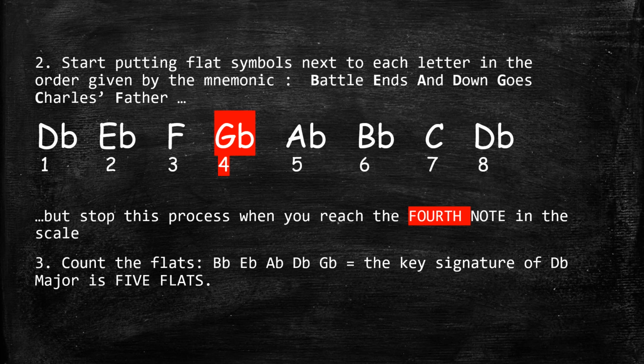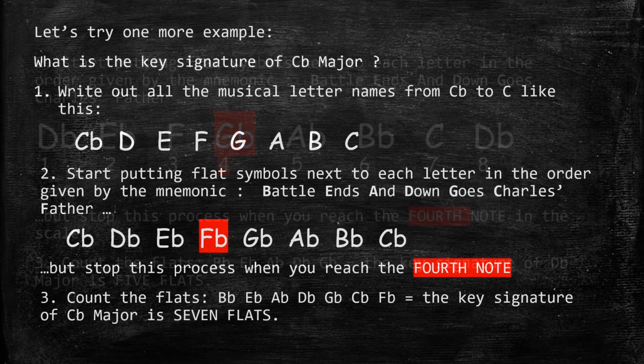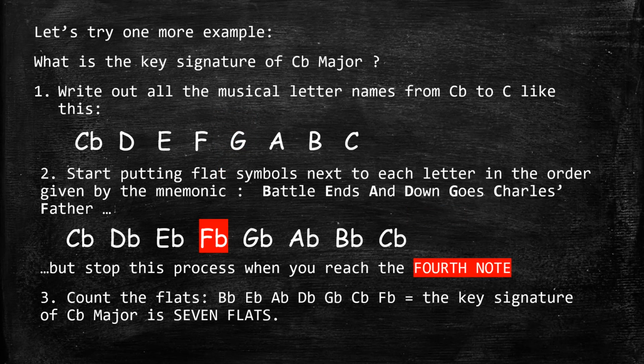Step 3, count the flats. B flat, E flat, A flat, D flat, G flat. The key signature of D flat major is 5 flats. Let's try one more example. What is the key signature of C flat major?